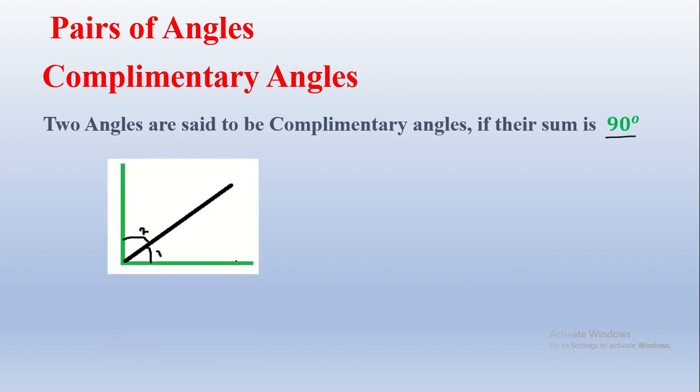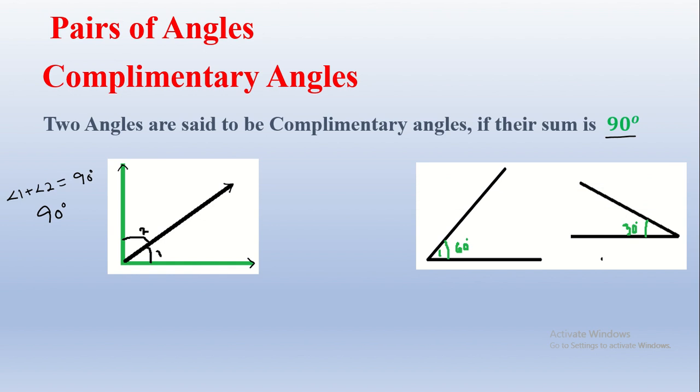For example, we are having a figure here. If we consider angle 1 and angle 2, we can see that the non-common arms of these two angles make a right angle, and we know that the measure of a right angle is equal to 90 degrees. So we can say angle 1 plus angle 2 is equal to 90 degrees. So angle 1 and angle 2 are a complementary pair of angles.